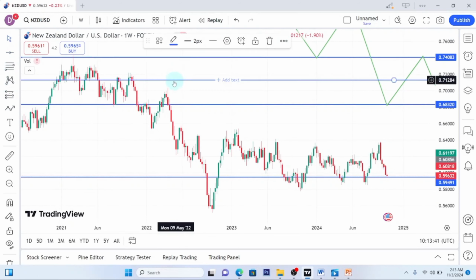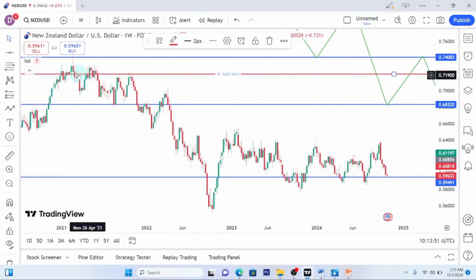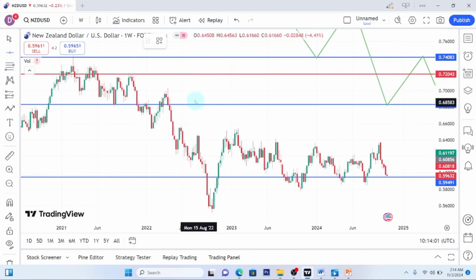Okay, now this is the weekly zone. Let me use another color. I'll use red. Okay, now you can see this weak resistance this week. There's a lot of weakness. That's where you mark. Okay, then you go to the next.